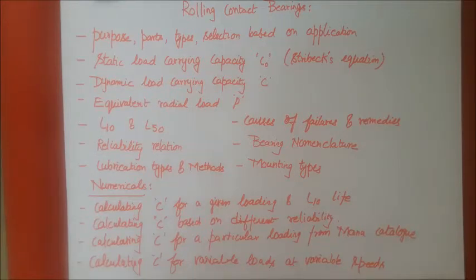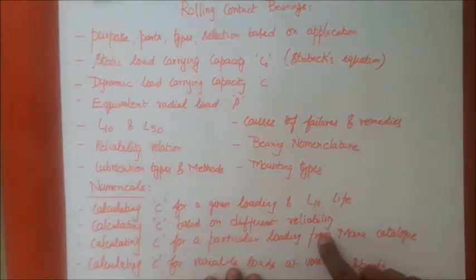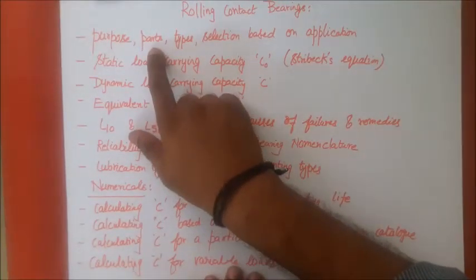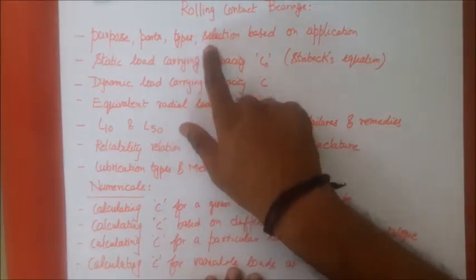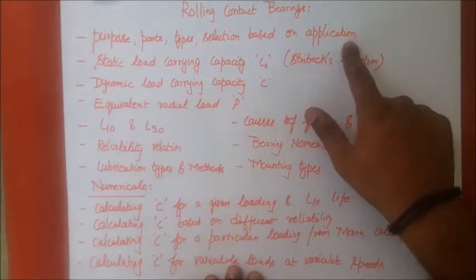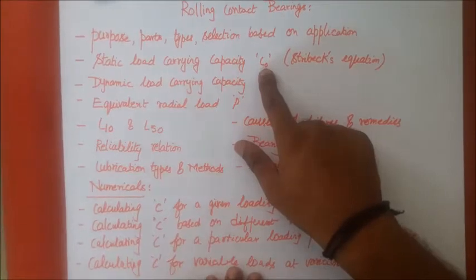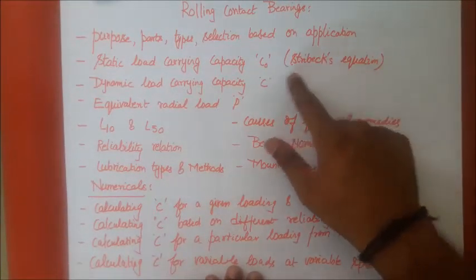So in rolling contact bearing, these are the things which we are going to cover. We are going to study the purpose of bearing, the different parts associated with the rolling contact bearing, the different types of rolling contact bearing, and selection of a particular type of rolling contact bearing based on its application. Next we are going to see what is static load carrying capacity, which is denoted by C naught, that is, from Stribeck's equation we derive C naught.